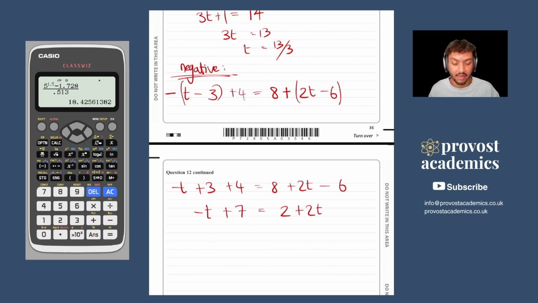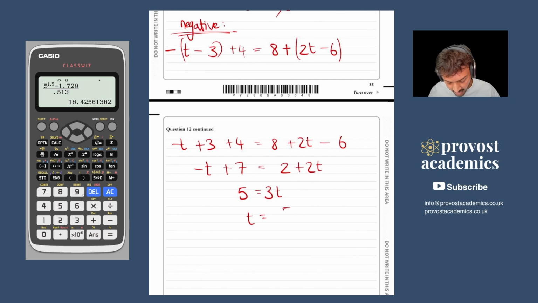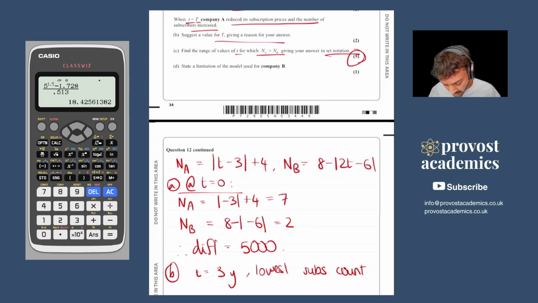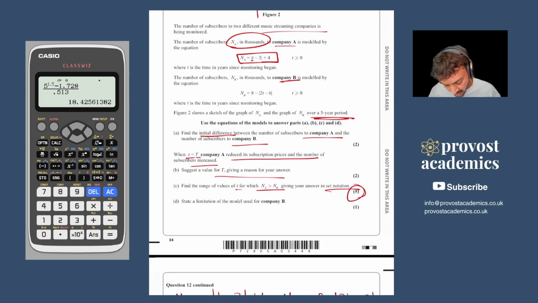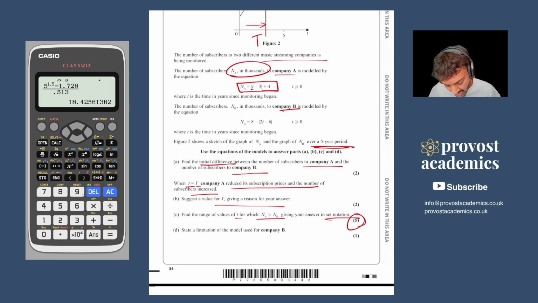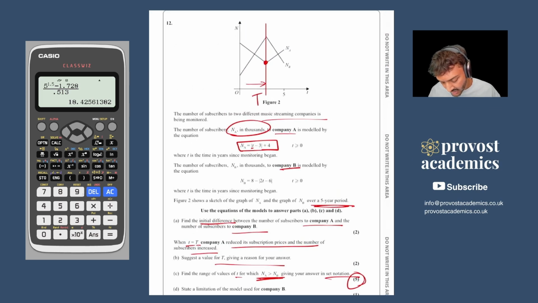So now let's gather all the t's together. So I get 5 equals 3t, so t equals 5 over 3. Now what do we need? We need to find the range of values for which NA is greater than NB. So looking at our graph, we can see that NA is greater.